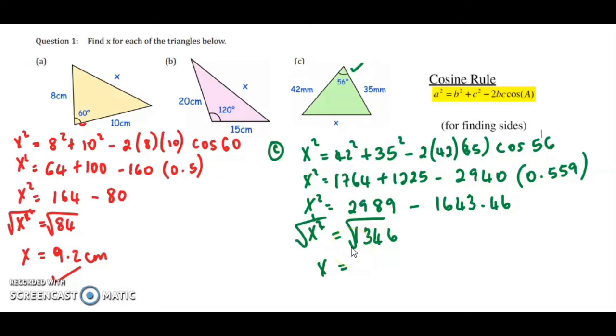Now we're going to find the square root of 1,346, and one decimal place, that is 36.7. So we have 36.7 millimeters. So that would be our answer for C. So by now you should know, you identify the formula that you're going to use, and since we're finding the measurement of the missing sides, we would use the cosine rule. We would use the formula for the cosine rule: a squared is equal to b squared plus c squared minus 2bc cos A.